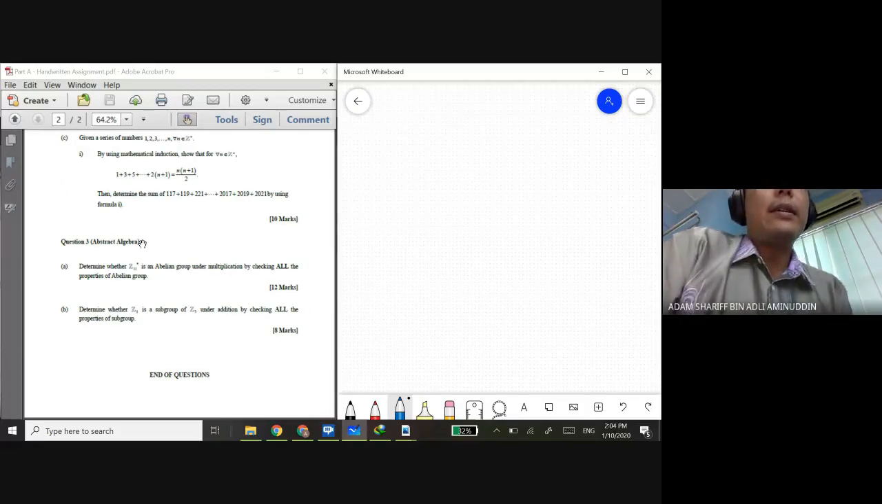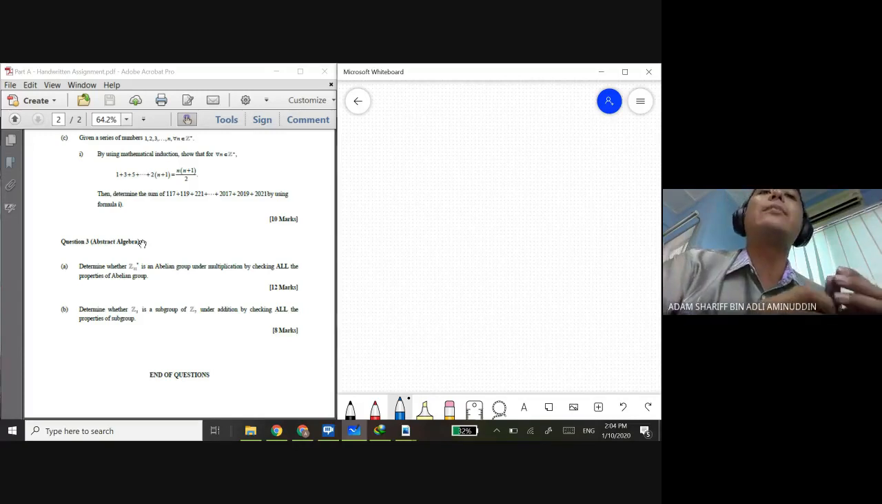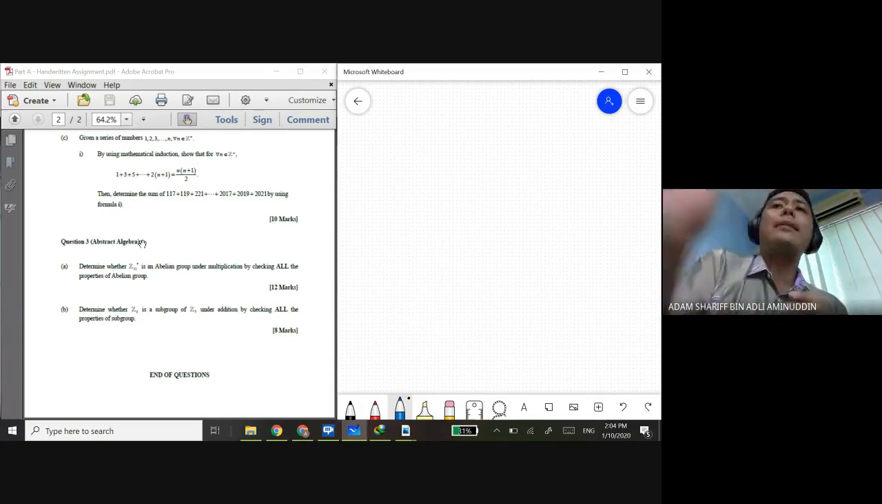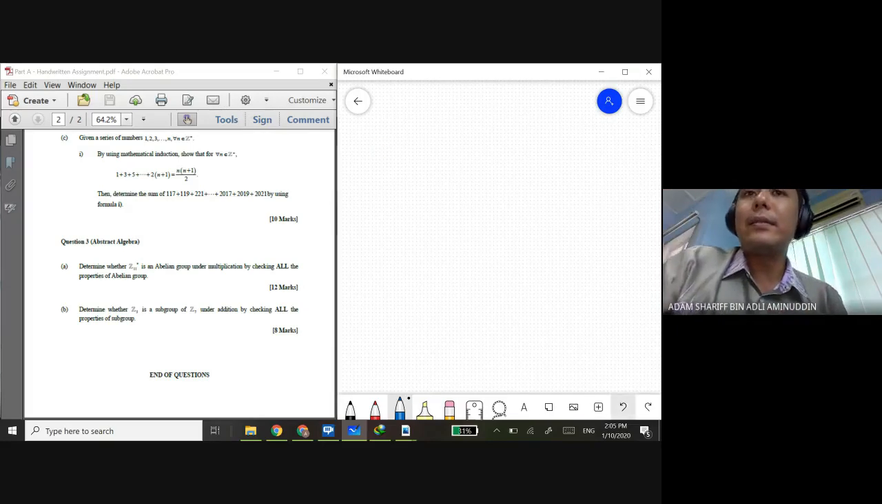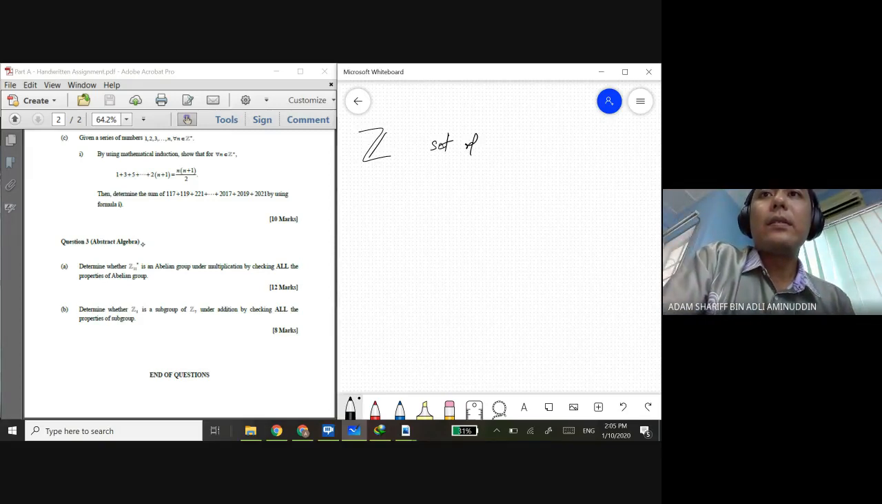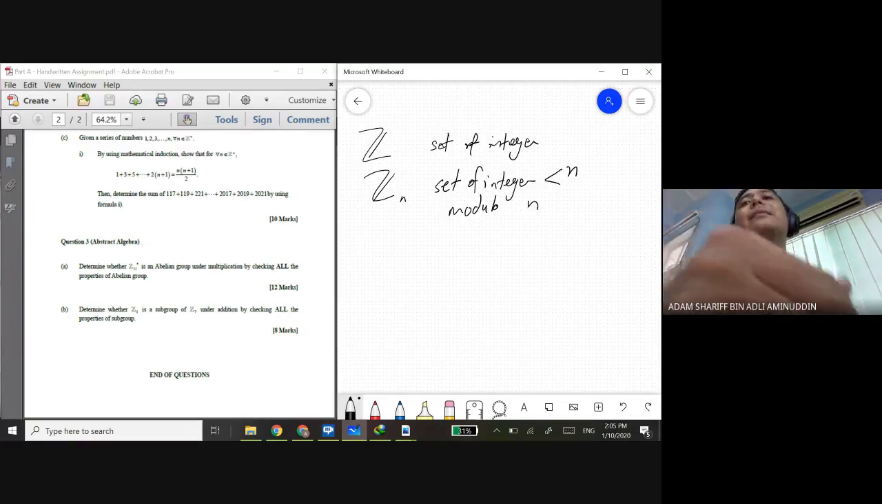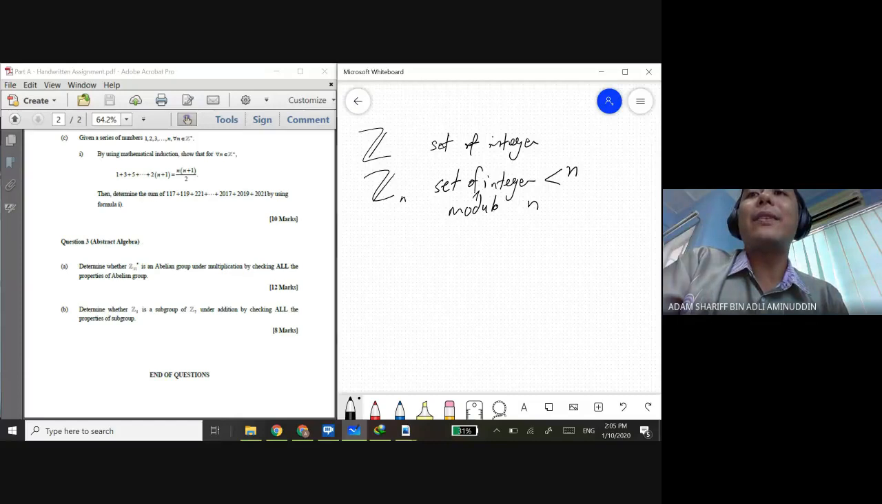Determine whether Z11 star is a group. In one of my videos of the abstract algebra chapter, I already said there are some groups of Z. Some are just the integers. This is the set of integers. Zn is still a set of integers less than n, modulo n. Z star is the set of positive integers.